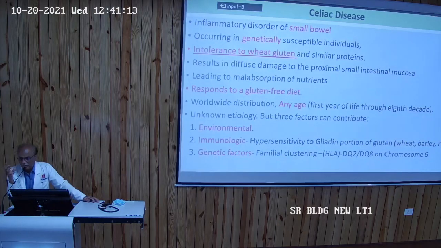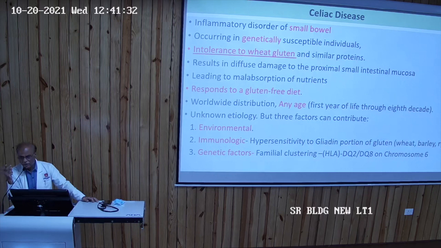In celiac disease, now very common condition, you should know some broad outline of the celiac disease. It is an inflammatory disorder of the small bowel. It is occurring in genetically susceptible individuals. So there is intolerance to wheat gluten. The child will not digest the wheat. Even it can develop later age also. So it's not that only in younger age will develop this thing.